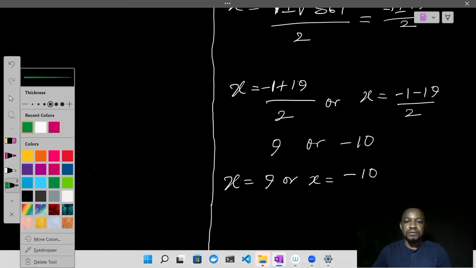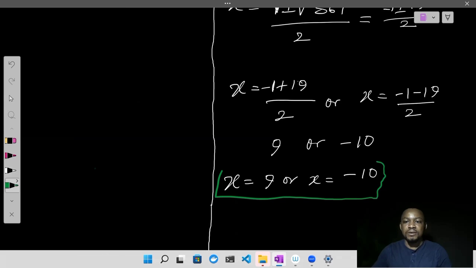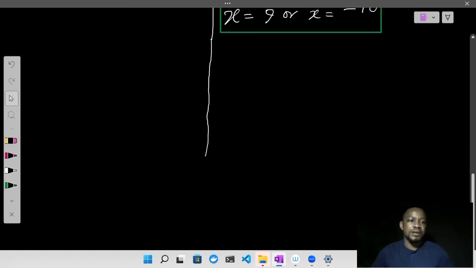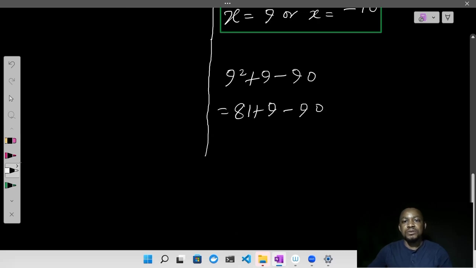So I'm going to check to confirm that these satisfy our equation. To do that, we simply plug them back into our original equation, so that we have 9 squared plus 9 minus 90, which is the same thing as 81 plus 9 minus 90. 81 plus 9 is 90, and 90 minus 90 gives us 0, which means the first root holds true.